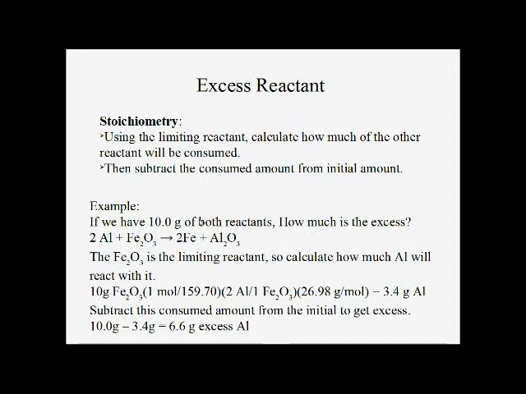So if we're given 10 grams of both reactants here, we want to know what's in excess. First we have to determine which one's the limiting reactant. If we determine that the iron(III) oxide is the limiting reactant, now we're using this to determine how much aluminum will react with it. So we take the iron(III) oxide, 10 grams, divided by its molar mass, multiplied by the stoichiometric ratio, multiplied by the new molar mass, and we get 3.4 grams of aluminum consumed. We subtract that from the initial 10 grams of aluminum, and we're left with 6.6 grams of excess aluminum.